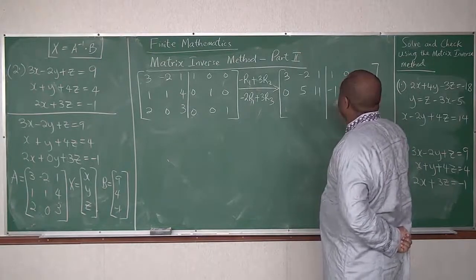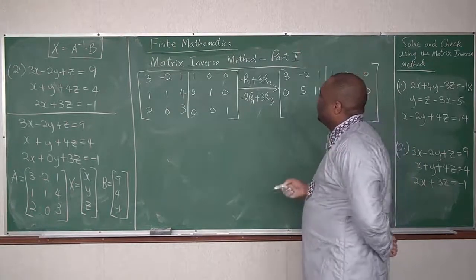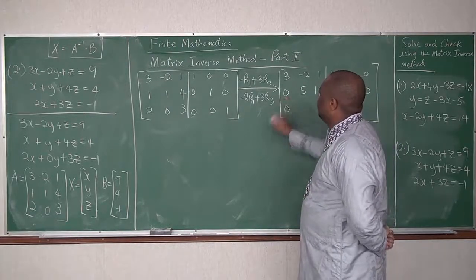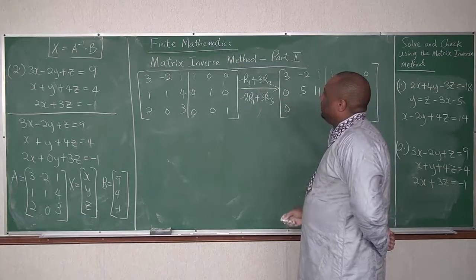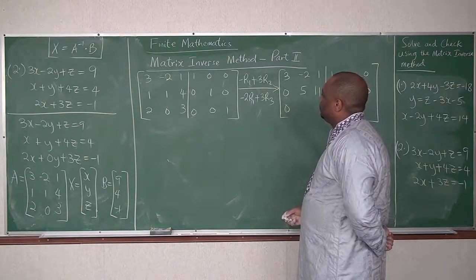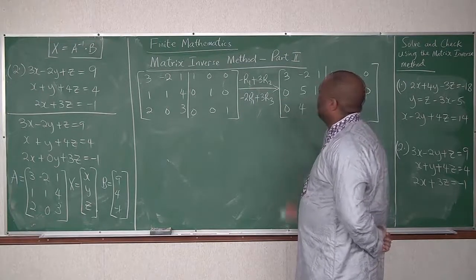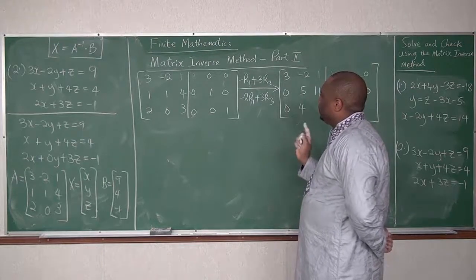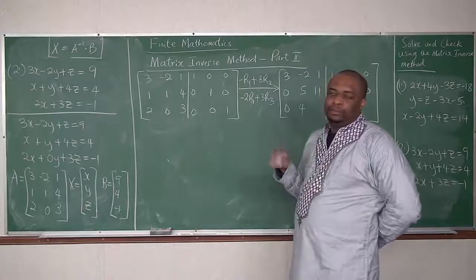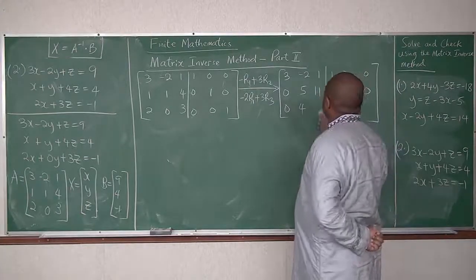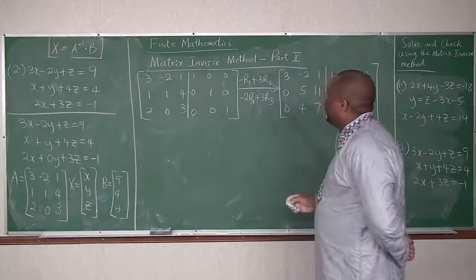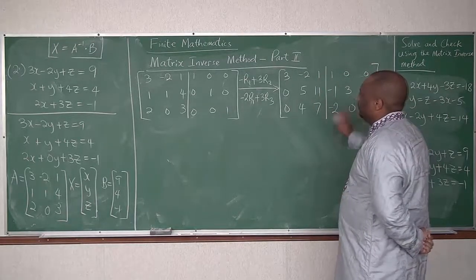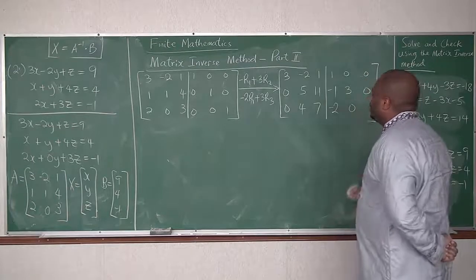0, 0 is 0. Here, row 3, negative 6 plus 6 is 0. Negative, negative, positive, 2 times 2, 4. Plus 0 is 4. Negative 2 plus 9 is 7. Then negative 2 plus 0 is negative 2. 0, 0 is 0. And 0 plus 3 is 3.